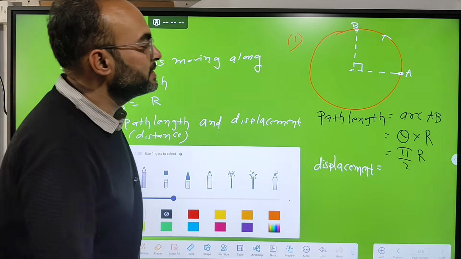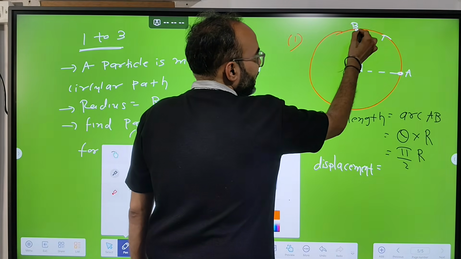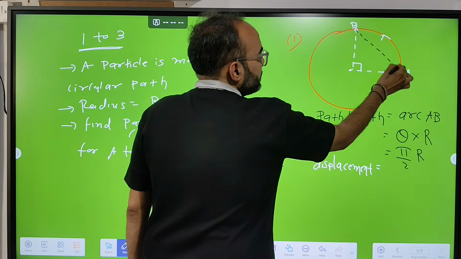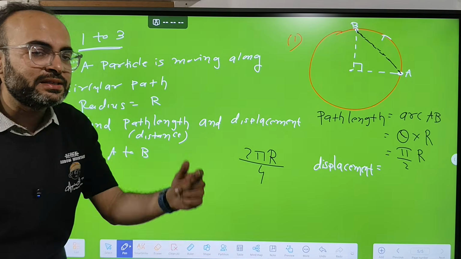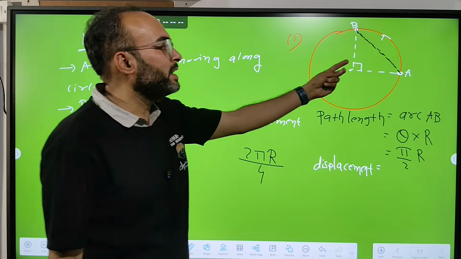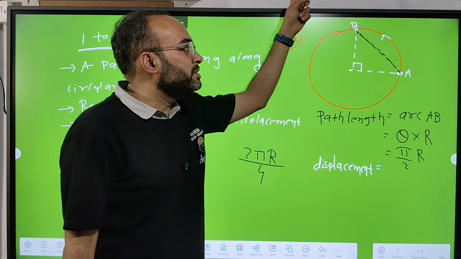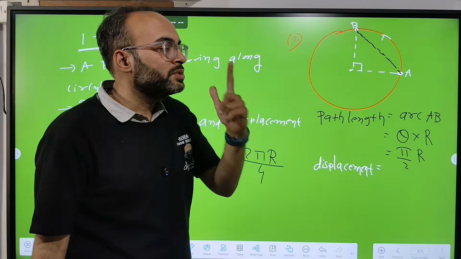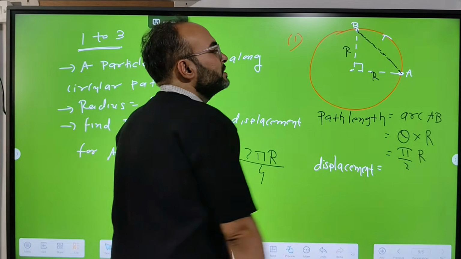How to find shortest distance? For the shortest distance, join initial position A and final position B by a straight line. Again, I repeat, displacement means shortest distance. How to find it? Join initial and final position by a straight line to find the shortest distance.